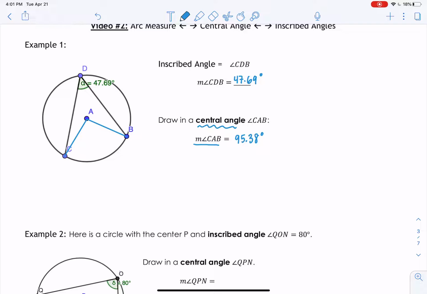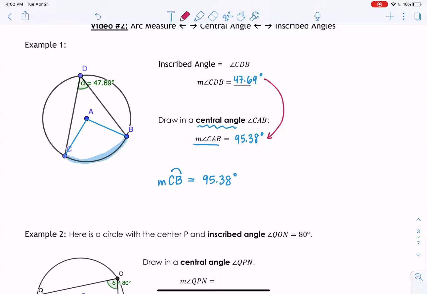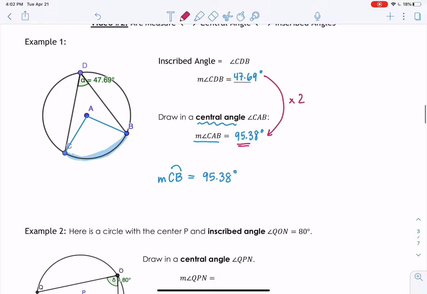Interesting. Something we should note is that the measure of arc CB would equal 95.38 degrees as well. So you might take a second and ask, how do I go from here to here? How are they related? Actually, if you multiply 47.69 by 2, you get this number here. So let's see if that pattern still holds in the next example.